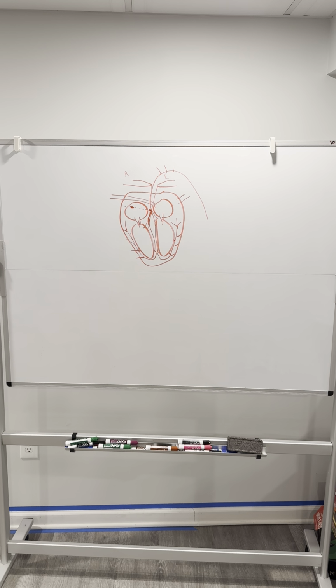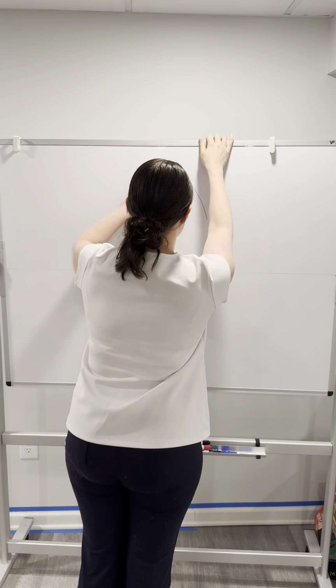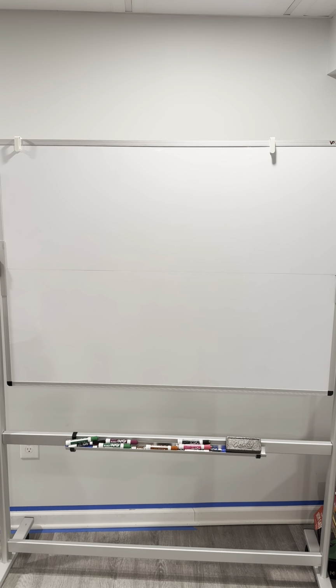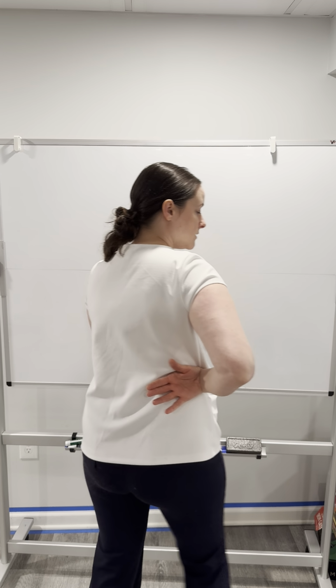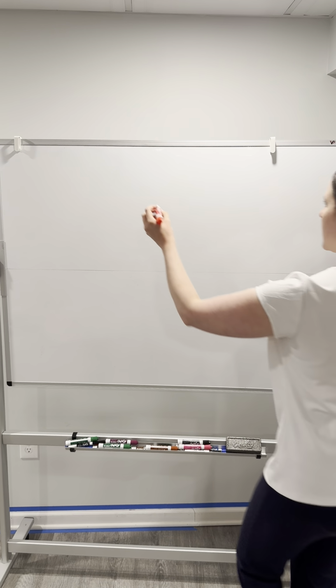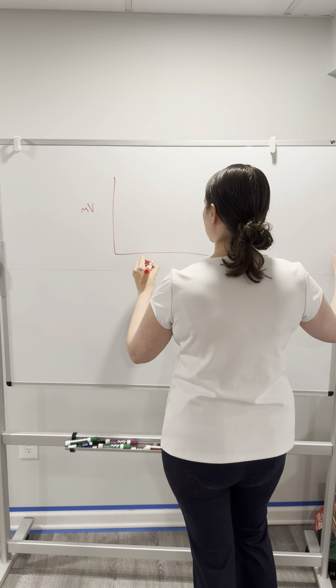Okay, EKG, so let's talk about an EKG. An EKG is an electrocardiogram, and it can tell us what is happening electrically in the heart. So let's draw out a typical EKG. We have our millivolts on the side and time on the bottom. So it's millivolts per second.